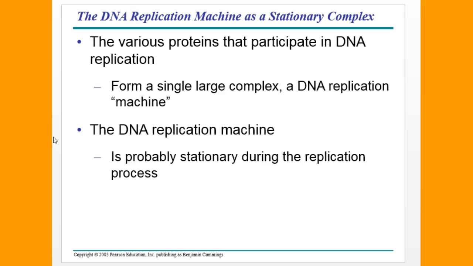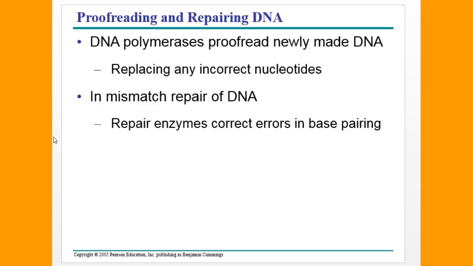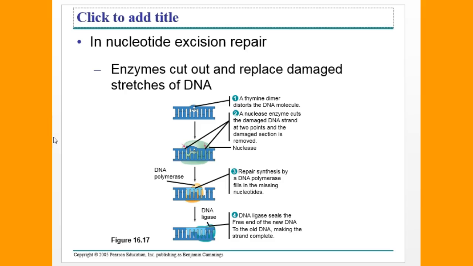DNA replication machinery is a stationary complex. The various proteins that participate in DNA replication form a single large complex, a DNA replication machine. The DNA replication machine is probably stationary during the replication process. DNA polymerase proofreads newly made DNA, replacing any incorrect nucleotides. In mismatch repair of DNA, repair enzymes correct errors in base pairing.